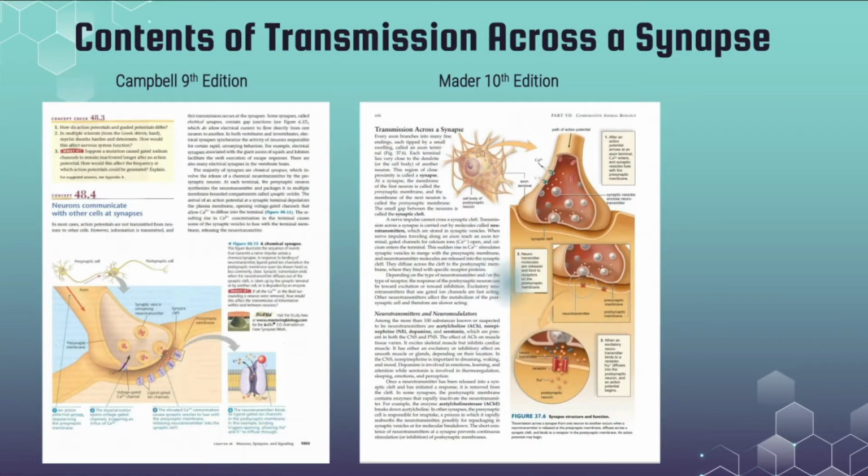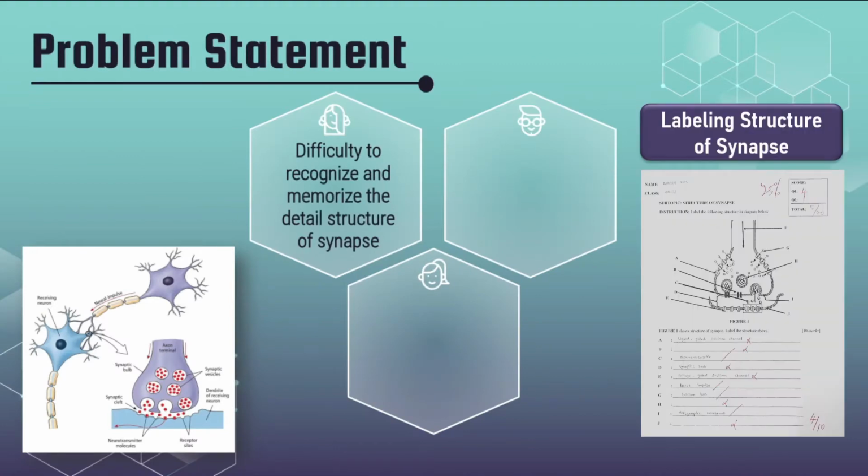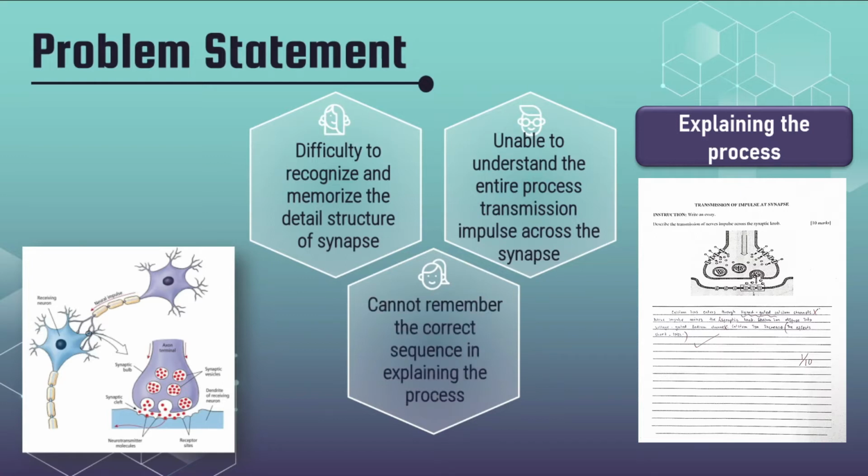From the interview, we found that students have less confidence in this subtopic. The theory for this topic is too complex, with a lot of terminology to remember. Students have difficulty recognizing and memorizing the structure of the synapse. They are also unable to understand the entire process of transmission of impulse across the synapse and cannot remember the correct sequence in explaining the process. We figure out how to solve this problem by using an innovative ruler.